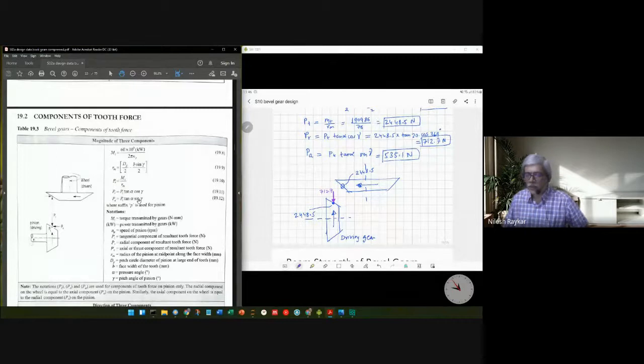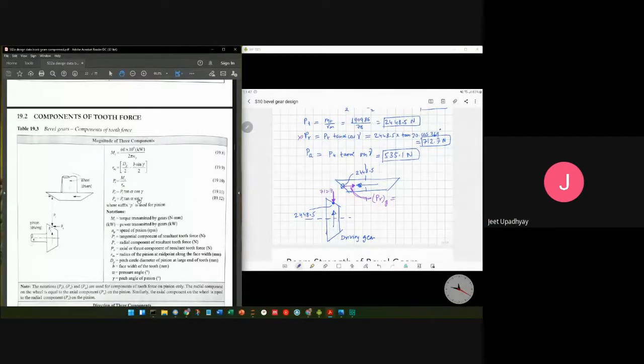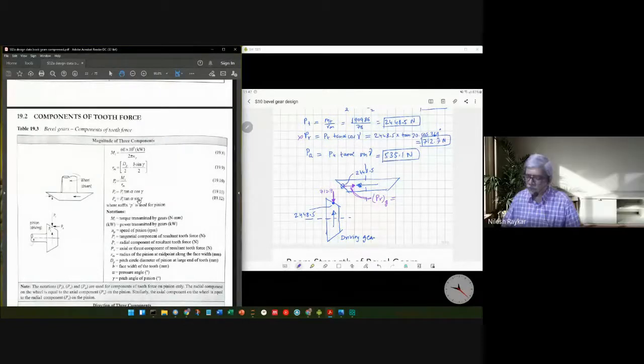Now let's calculate the radial force acting on the gear. We know the direction of the radial force acting on the gear. Only the magnitude you'll have to tell me. This magnitude is not the same as this magnitude. What would be the magnitude of the radial force on the gear? 535.1. That's right, because that has to be opposite to that of the axial force acting on the pinion.